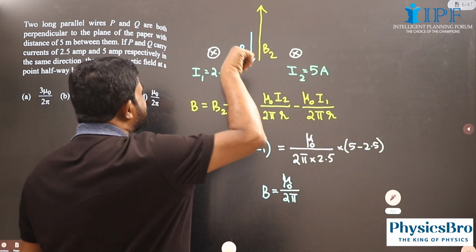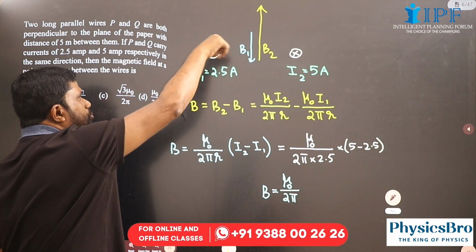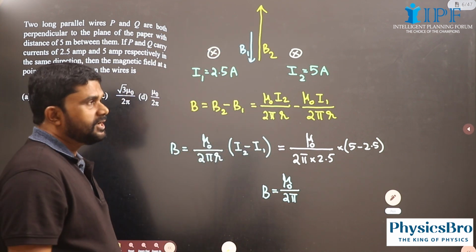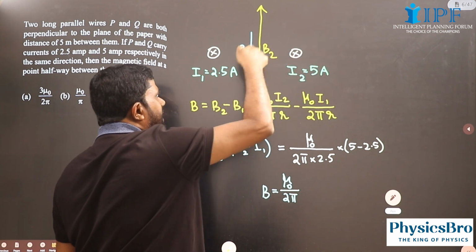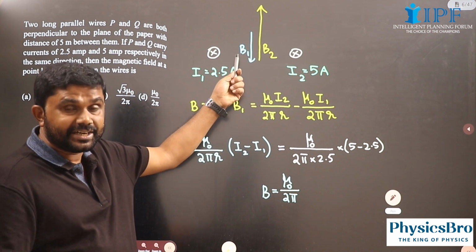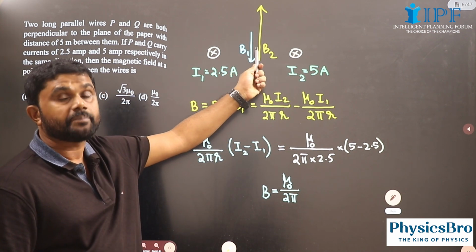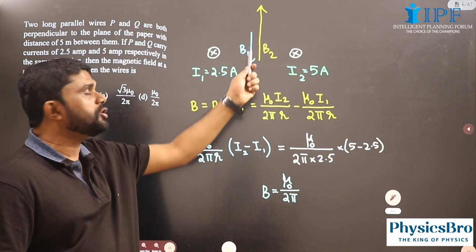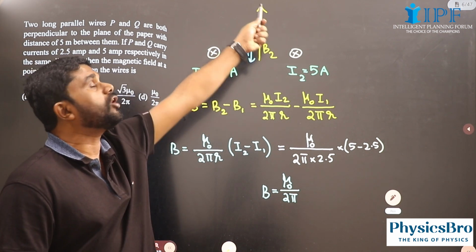Now see, as this conductor carries a current like this, the magnetic field due to this conductor at the point of observation will be like this, means B1 like this. Now the magnetic field due to this conductor is downwards on the right side of it and upwards on the left side of it. Field due to the first conductor is downwards and it is due to a current of 2.5 ampere. Field due to the second conductor is upwards, but it is due to a current of 5 ampere. So the field at the point of observation due to the second conductor is stronger, so it is being represented by a longer line.